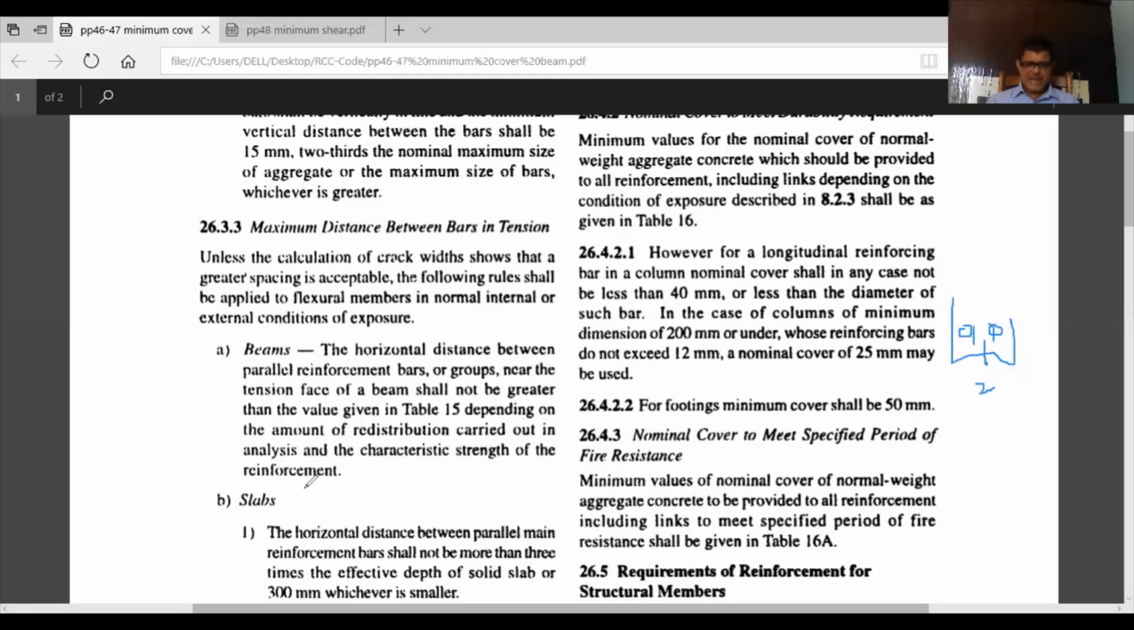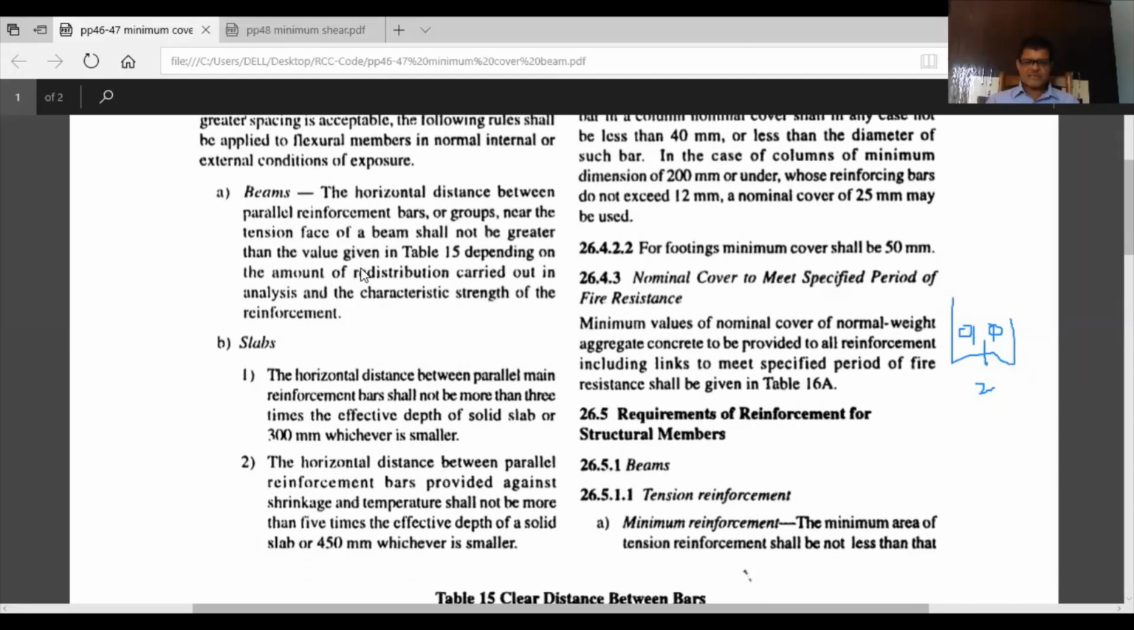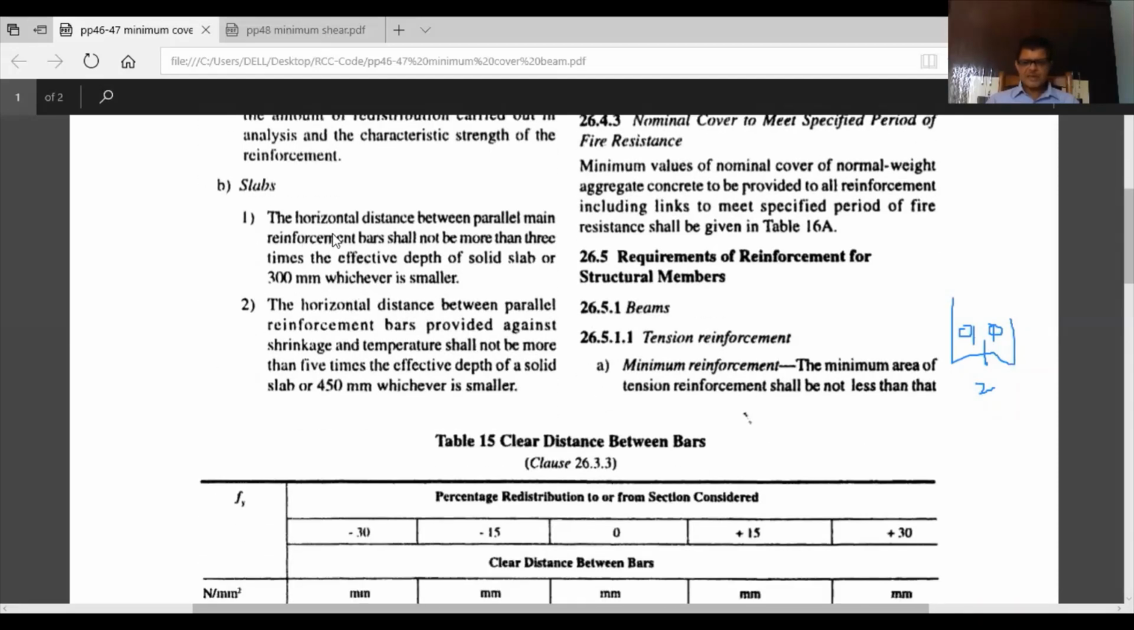Similarly, in the slabs, what does the clause say for slabs? The horizontal distance between parallel main reinforcement bars shall not be more than 3 times the effective depth of the solid slab or 300 mm, whichever is lesser. So it is very clear. This is the horizontal distance.